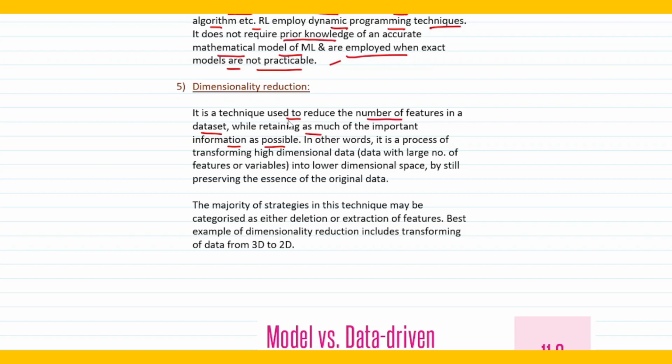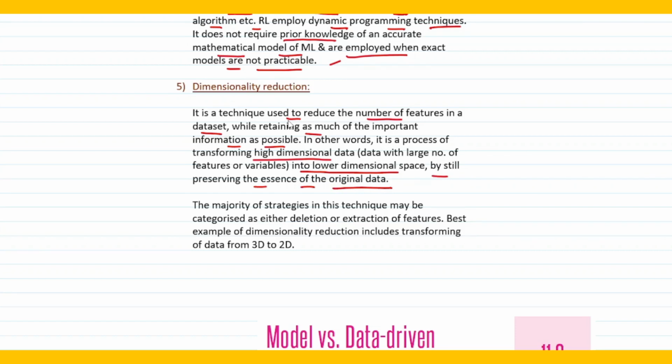In other words, it is a process of transforming high dimensional data into a lower dimensional space while still preserving the essence of the original data, right? What exactly is high dimensional data? Data with a large number of features or variables. So that's what the definition also says.